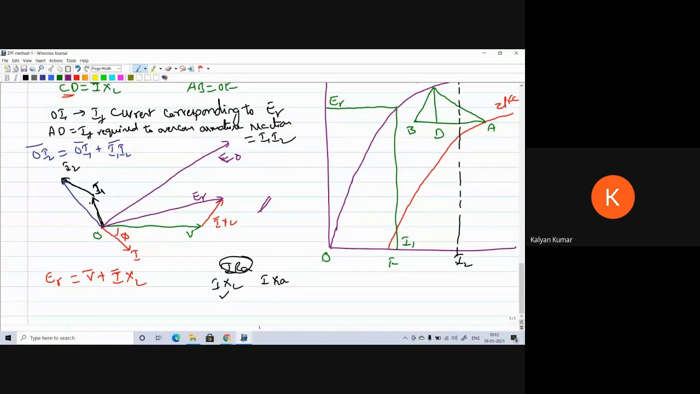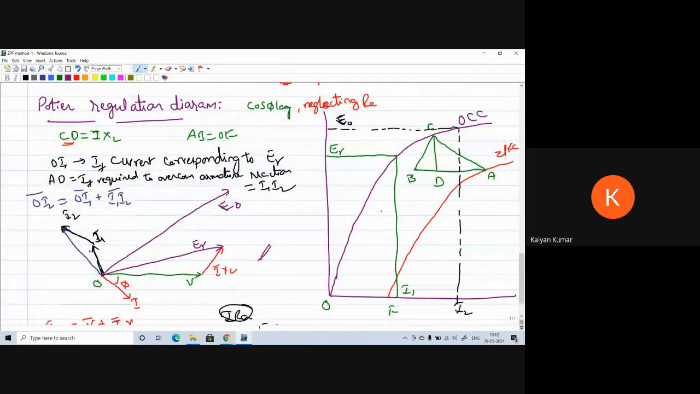As we know E naught, we can calculate the percentage regulation equal to E naught minus V by V into 100. So this is the procedure for finding the regulation of an alternator by the ZPF method. First, from the given data, we have to plot the open circuit characteristics, short circuit characteristics, and zero power factor characteristics.